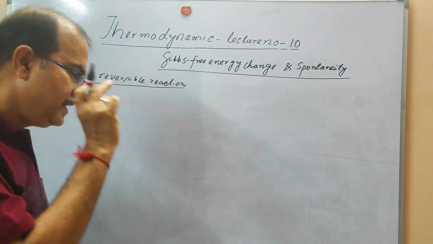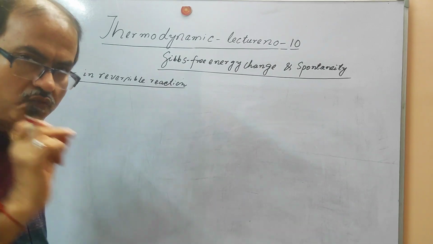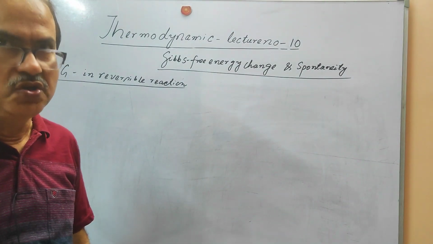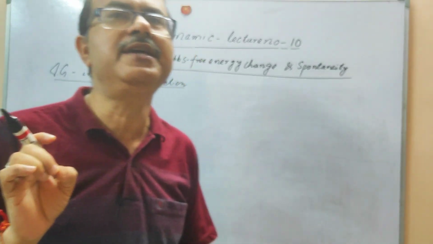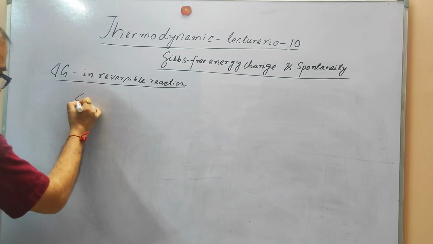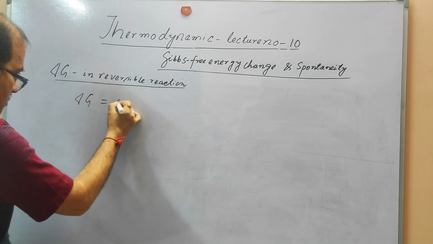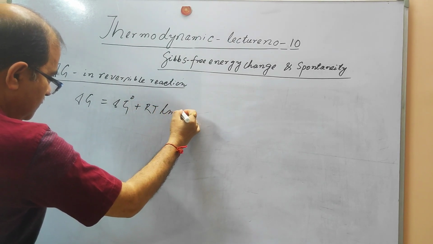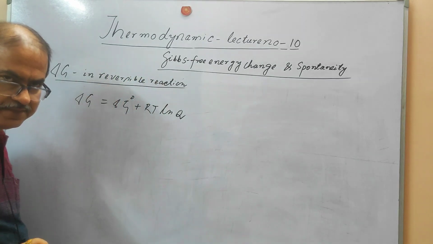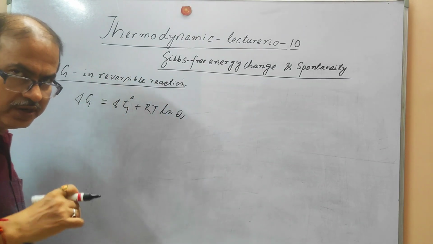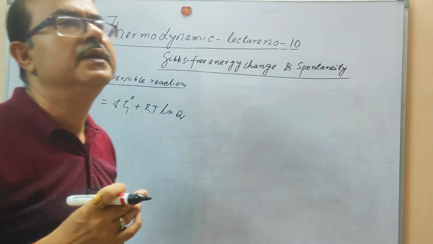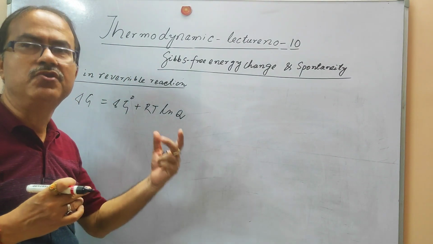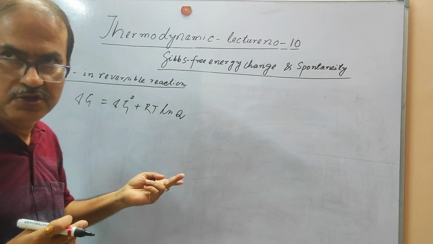At any stage of the reaction, we can correlate this delta G, that is the Gibbs free energy, with the standard Gibbs free energy by this equation: delta G is equal to delta G0 plus RT ln Q. Q is the reaction quotient. What is this reaction quotient? We have already discussed that in our equilibrium chapter. It is basically a ratio between the concentration of the product and the concentration of the reactant at any time.